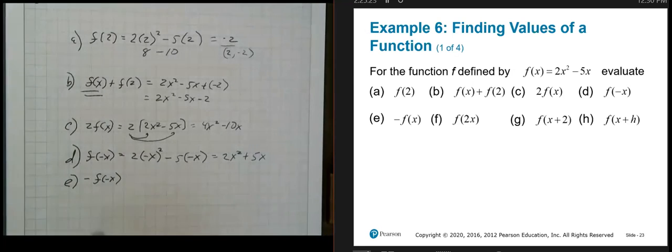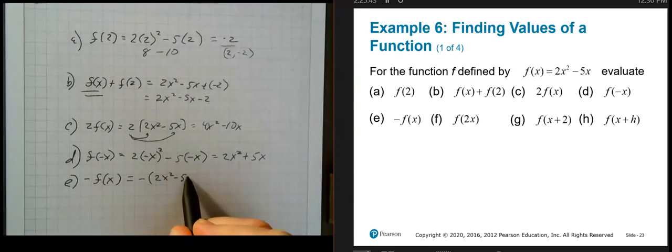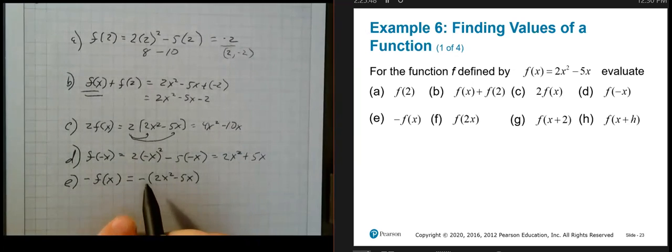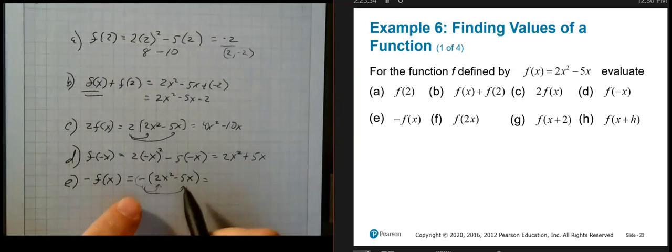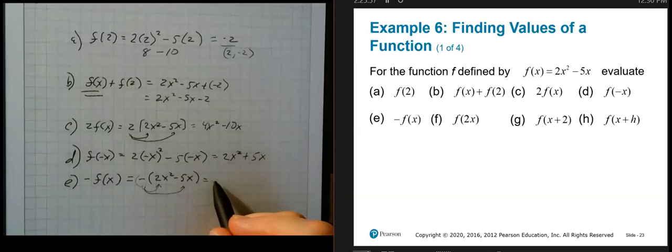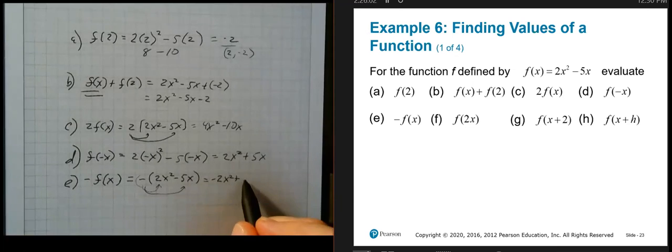Now, letter E, we still have a negative sign, but it's not inside the function. It's outside the function. Just like on letter C, I multiplied the expression by 2. Here, I'm taking the negative of the expression, 2x squared minus 5x. So this is like multiplying by negative 1. So I'm going to do the distributive property with the negative. So I multiply each of these by the negative, which means I'm just changing their signs. So the 2x squared becomes a negative 2x squared, and the minus 5x becomes a plus 5x. Boom.